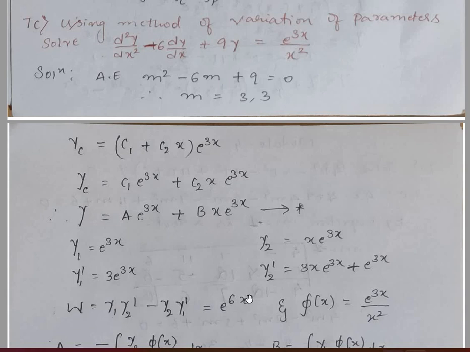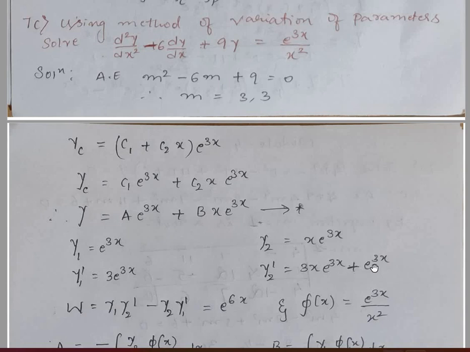The Wronskian is given by y1 y2' - y2 y1'. By multiplying this, I will get the Wronskian as e^(6x). How did we get it? e^(3x) is multiplied with this expression, so e^(3x) into 3x e^(3x). Bases are the same, so add the powers. So it is 3x e^(6x), since 3x + 3x is 6x.